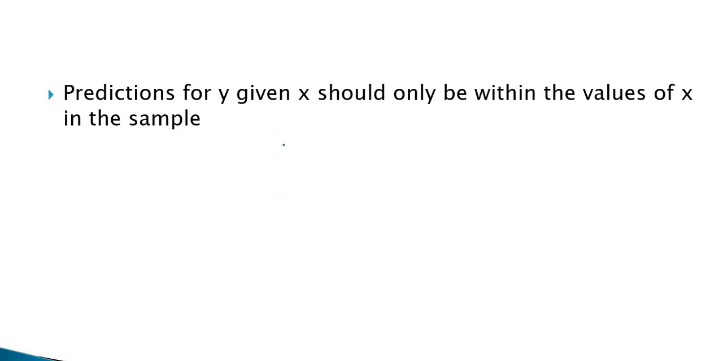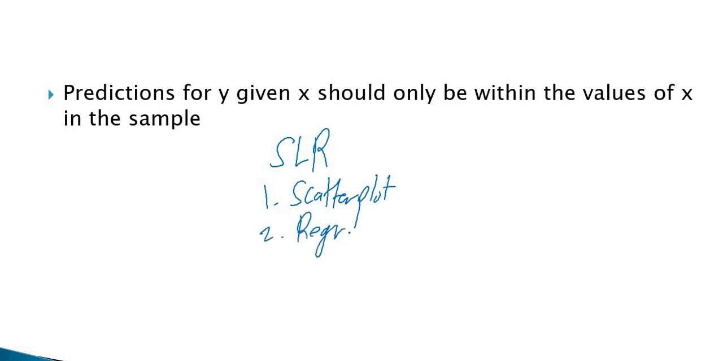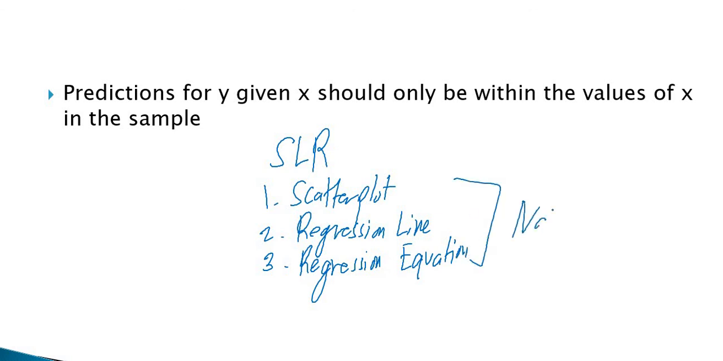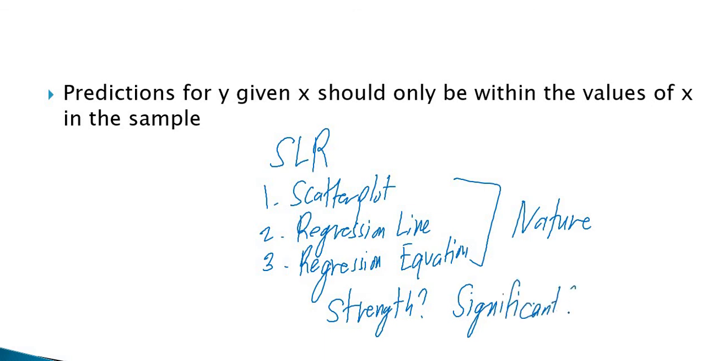So again, so far what we had in our simple linear regression analysis is our scatter plot, our regression line, and our regression equation. And more of them are more on the nature of the relationship. We would need this time to see the strength and whether the relationship is actually significant or not. And we will look more into this in the next videos.